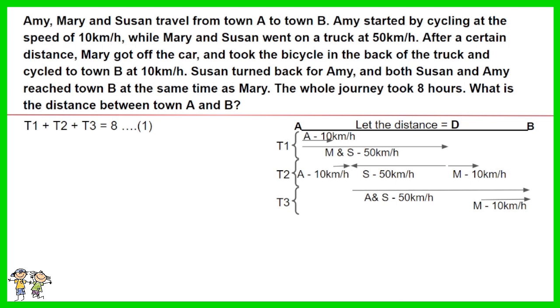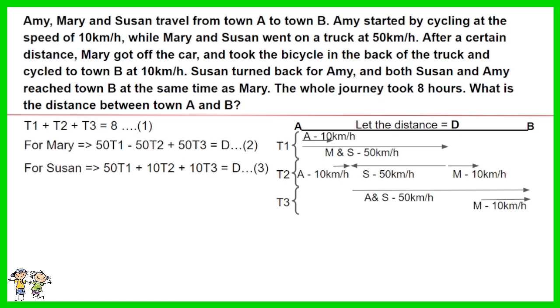This is equation 1. The journey that Mary took is 50 T1 minus 50 T2 plus 50 T3 equals D. This is equation 2. The journey that Susan took is 50 T1 plus 10 T2 plus 10 T3 equals D. This is equation 3. The journey that Amy took is 10 T1 plus 10 T2 plus 50 T3 equals D. This is equation 4.